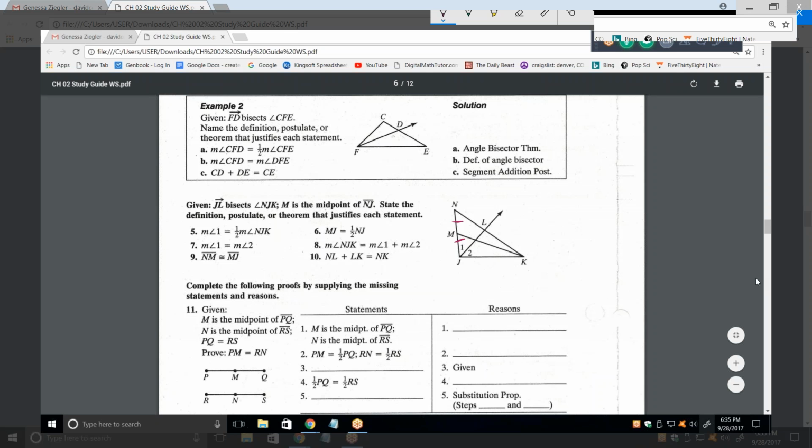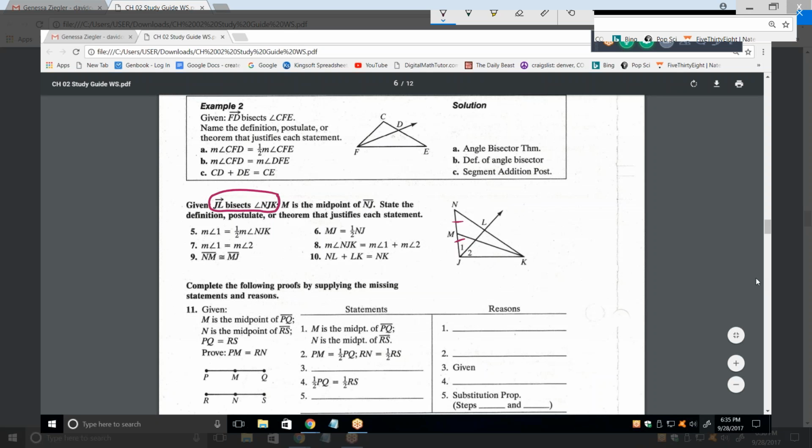Measurement of angle 1 equals 1/2 the measurement of NJK. What is that based on? Definition of midpoint? No, it's based on the given. Oh, well, maybe it's the angle bisector theorem. In other words, they tell us in the given that JL bisects NJK. And what that means when you apply the angle bisector theorem is that angle 1 equals angle 2.